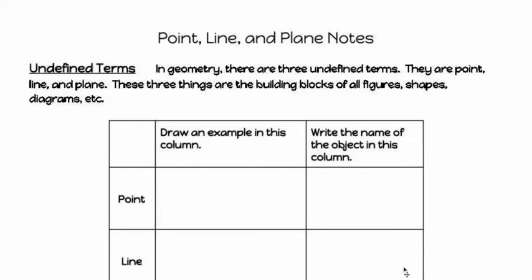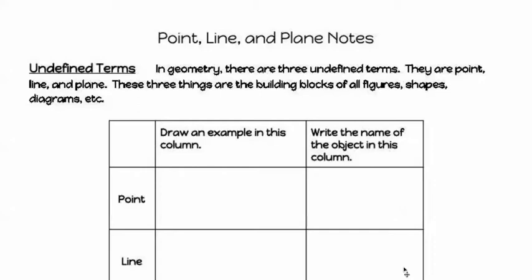Okay, we're going to talk about the point, line, and plane notes. This is the first set of notes that we took in geometry this year. We start off with the three undefined terms of geometry. These are things that everybody understands, we know how to draw them, but they don't really have a formal definition, something that we can all agree to abide by. These are the building block pieces of geometry.